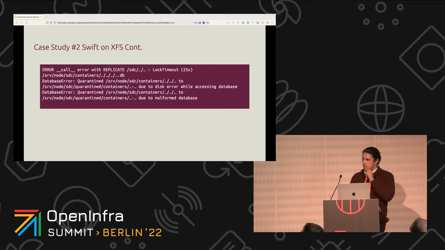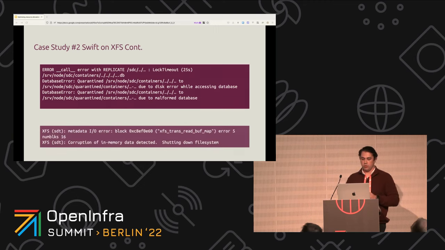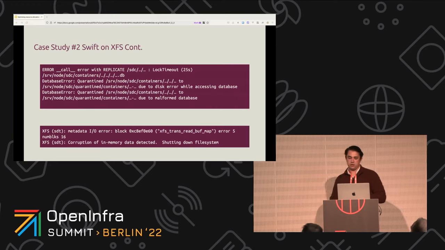In investigating this issue, we found a large number of container databases. The container database replicator was producing a high number of quarantined files, and the replication of these container databases was failing in a number of ways. One of them included lock timeouts when trying to replicate databases, and there were also various database errors leading to quarantined database files, similar to the ones listed there. We also witnessed a couple of XFS-related errors.